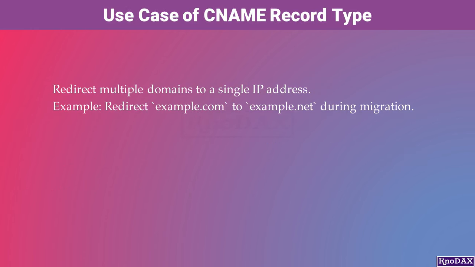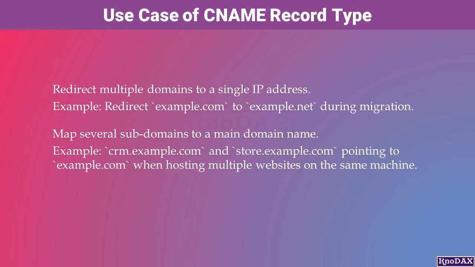Now, let's dive into the use cases of CNAME records. First, CNAME records are incredibly useful for redirecting multiple domains to a single IP address. For example, if you're migrating your site from example.com to example.net, a CNAME record can redirect users seamlessly to the new domain. Another common use case is mapping several subdomains to a main domain.